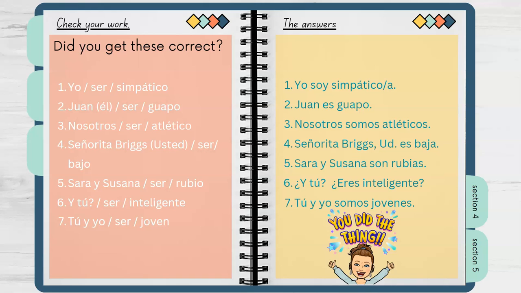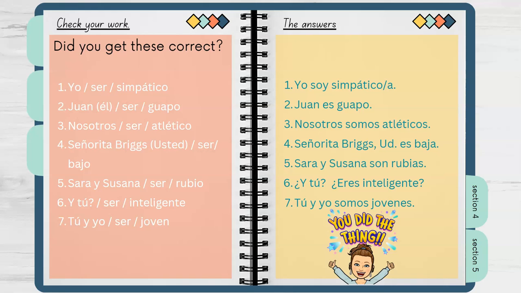Okay. Sara y Susana, número 5. That is plural, so it's going to be on the right-hand side of your chart. That is two girls. We're talking about them. They are blonde. Ellas son rubias. Número 6, we're talking to you. And you? Are you intelligent? The form of the verb that goes with tú is eres. Y tú, eres inteligente.